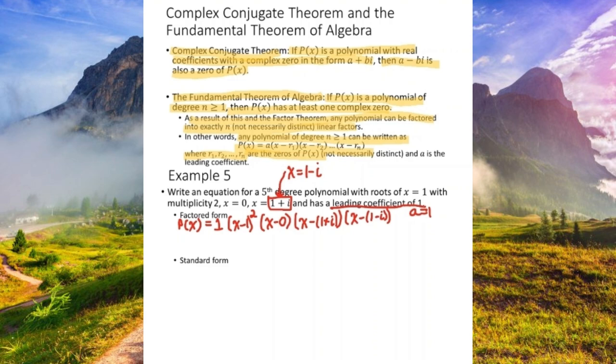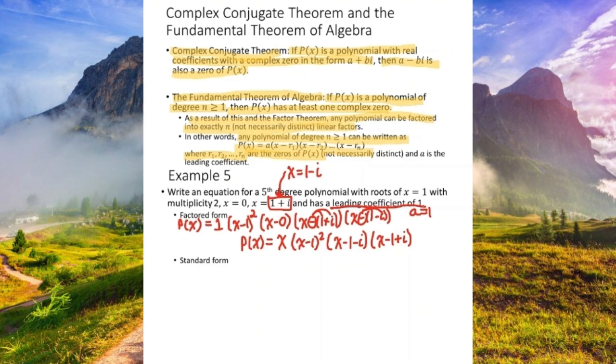We can do a little bit of cleaning up. Anything times 1 is itself, so we won't write the leading coefficient of 1 anymore. x minus 0 is x, which will look nicer when we bring it to the front. Then times the x minus 1 squared. And then we'll distribute the negative signs into the two complex roots that we see above to get x minus 1 minus i and x minus 1 plus i. And there's our factored form of p of x.